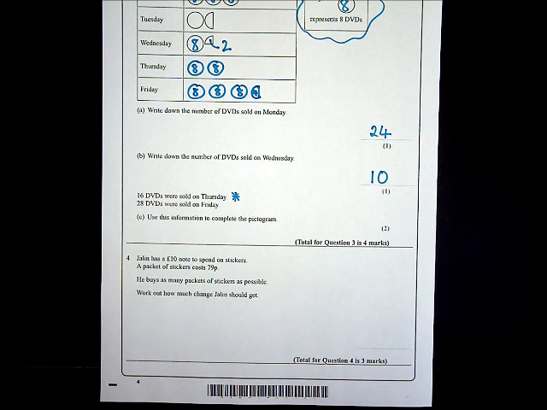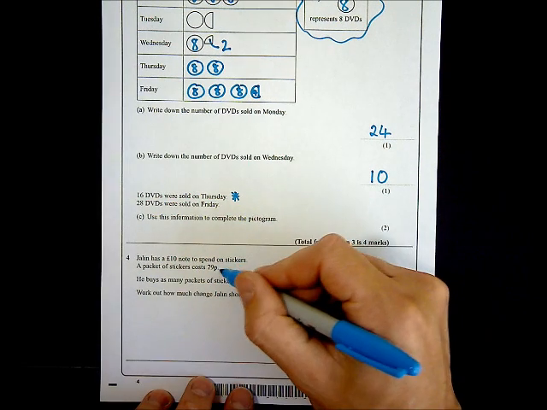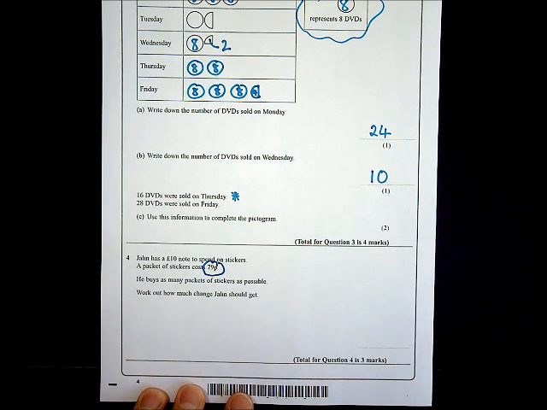On question 4, I'm told that Jalin has a £10 note to spend on stickers, and that a packet of stickers costs 79p. I'm told also that he buys as many packets of stickers as possible, and I'm asked to work out how much change he should get.